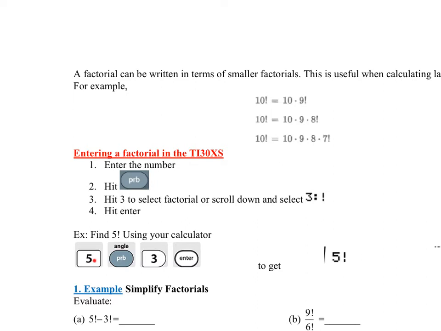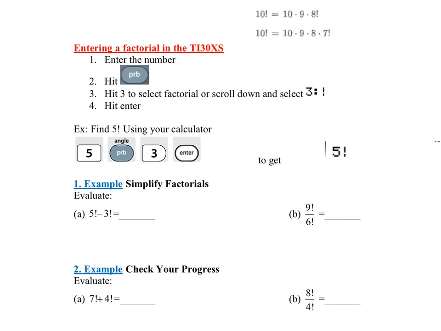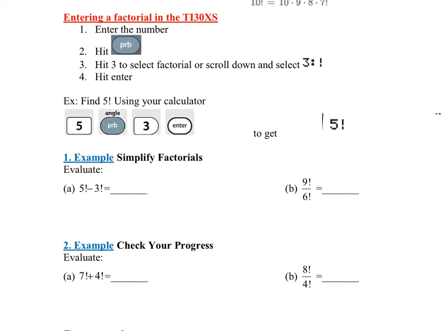What I could do is hit the number 5, hit the PRB button, either scroll down and hit enter, or just hit the number 3 and then enter. My screen should look like this, where I have a 5 factorial, and then it'll tell me what the answer is. So using your calculator, you should be able to do every single one of these problems. For instance, 5 factorial minus 3 factorial, according to my calculator, I'm getting the number 114. 9 factorial over 6 factorial, if I put that in my calculator, I get 504.